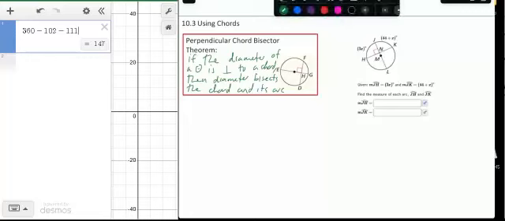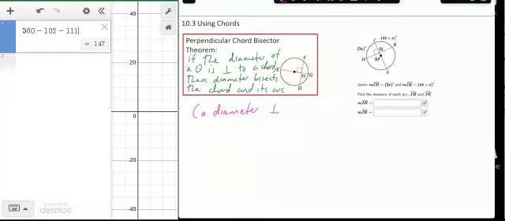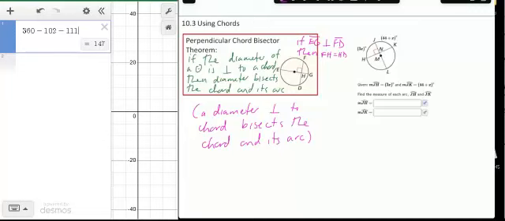Okay, and so again, basically what this is saying is that the diameter perpendicular to a chord is going to bisect both that chord and its arc. So here, if EG is perpendicular to FD, so this is a diameter perpendicular to the chord, it's going to bisect that chord. That means that FH is equal to HD. And it's going to bisect the arc and set those equal, so the measure of arc FG is also equal to the measure of arc GD. And so those are the relationships that hold true if a diameter is perpendicular to a chord.